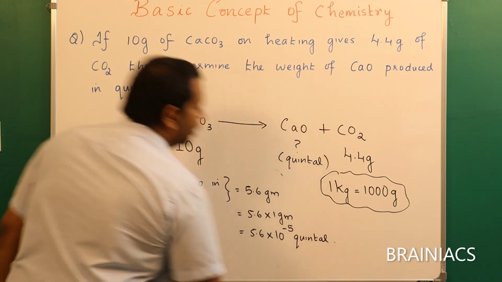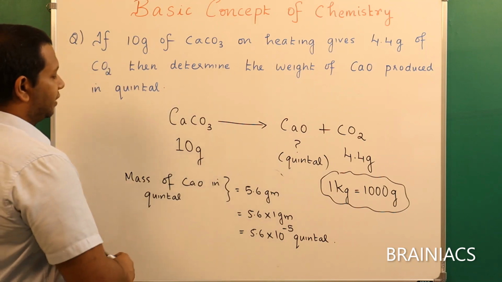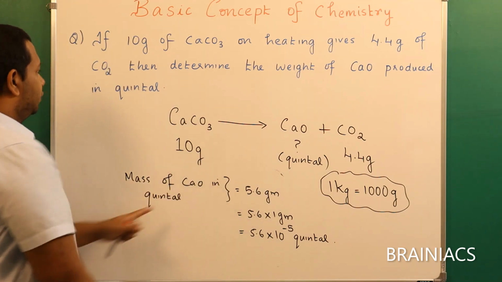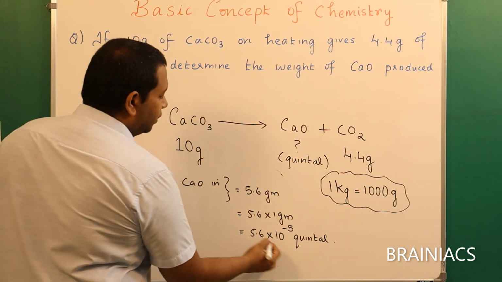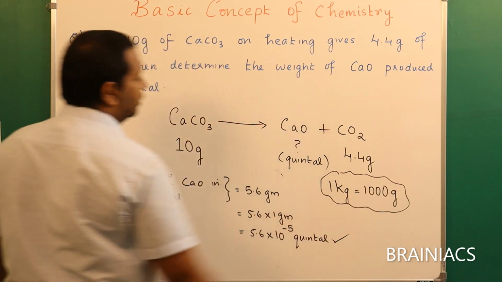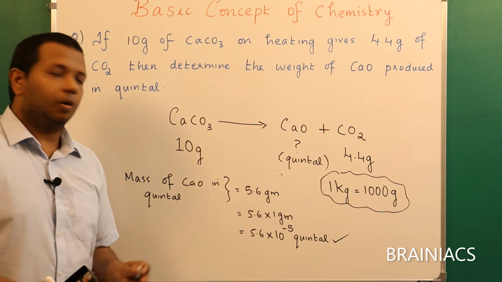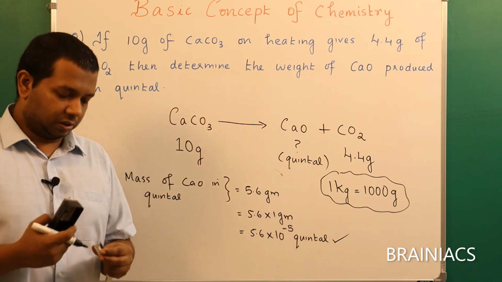So this is the best way to get the answer. So my final answer will be mass of the calcium oxide in quintal is equal to 5.6 into 10 power minus 5 quintal. This will be my answer. So I hope you understood the question. If you have any doubt, come back to me.